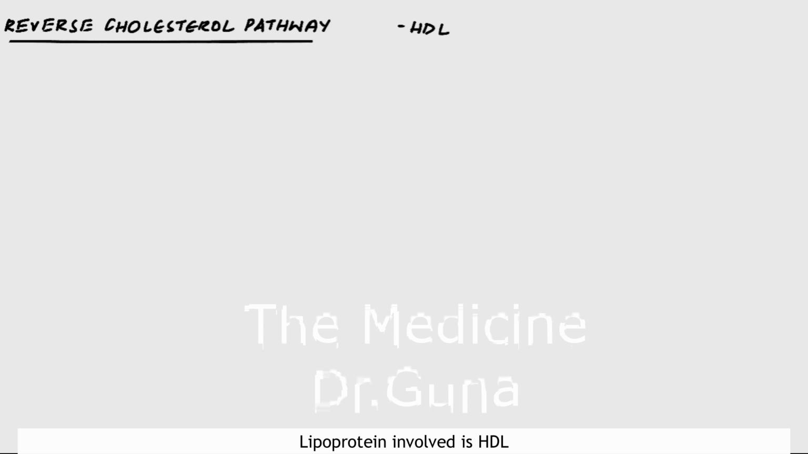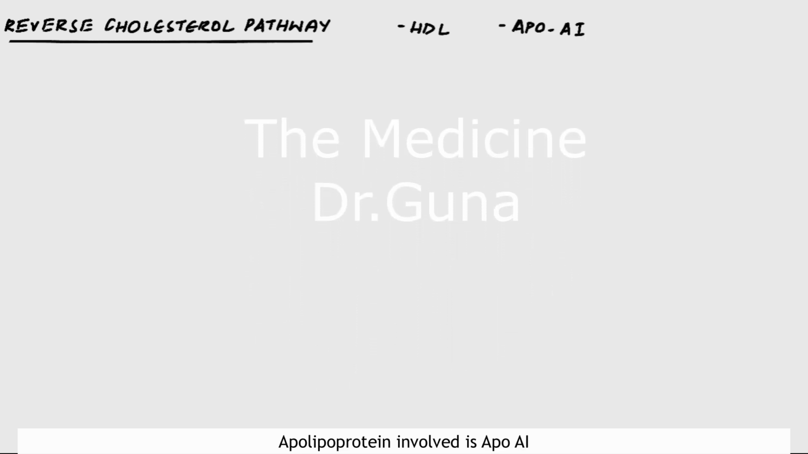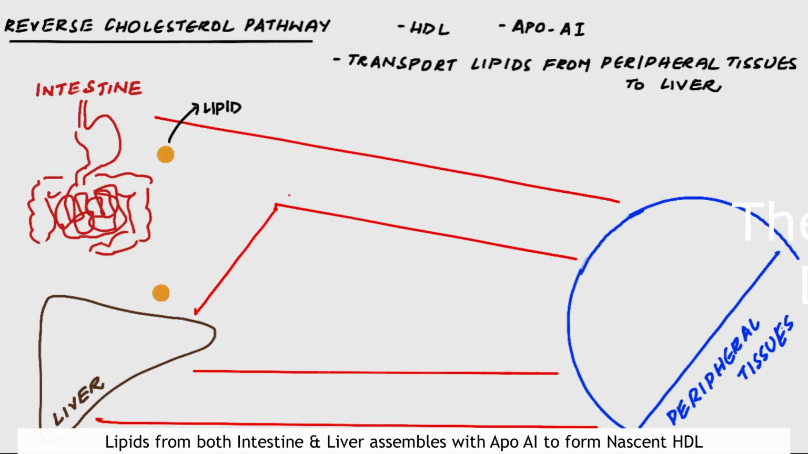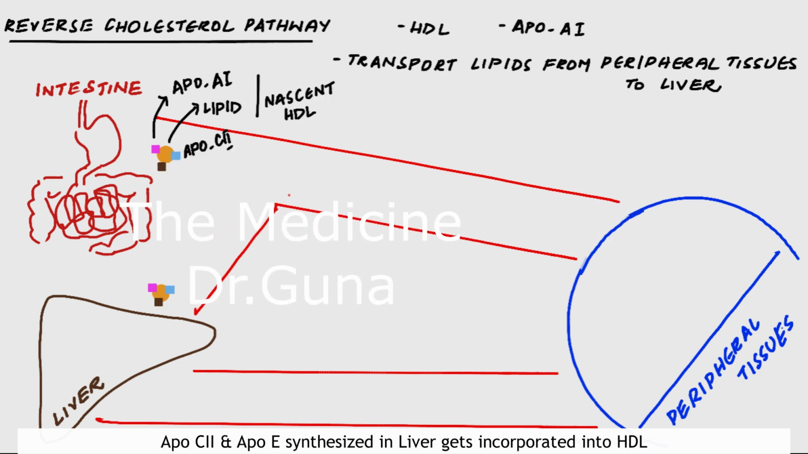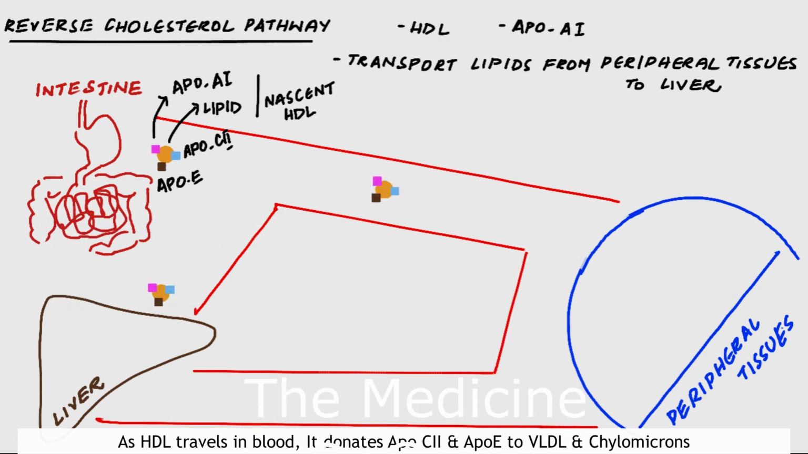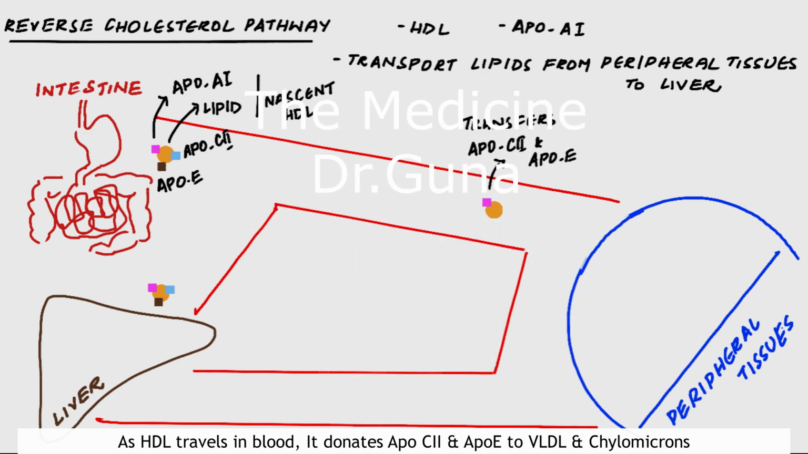Now let's see reverse cholesterol transport. Lipoprotein involved is HDL. Apolipoprotein involved is ApoA1. This pathway transports lipids from peripheral tissues to liver for excretion. Lipids from both intestine and liver assemble with the ApoA1 to form nascent HDL. ApoC2 and ApoE synthesized in liver get incorporated into HDL. As HDL travels in blood, it donates ApoC2 and ApoE to VLDL and chylomicrons.